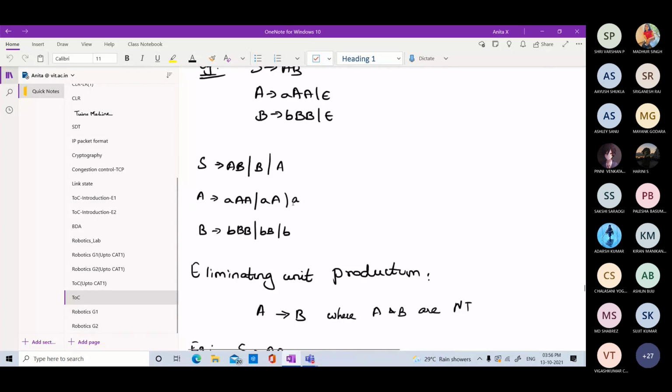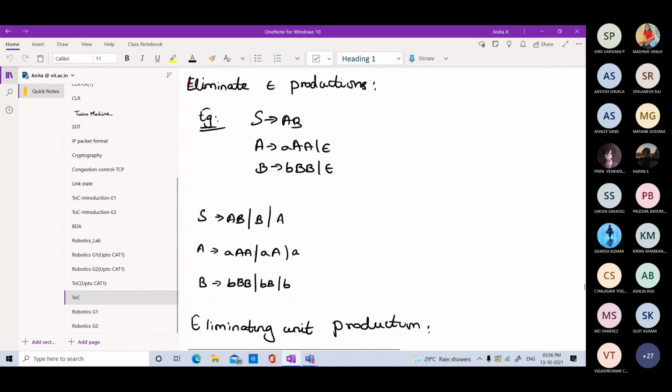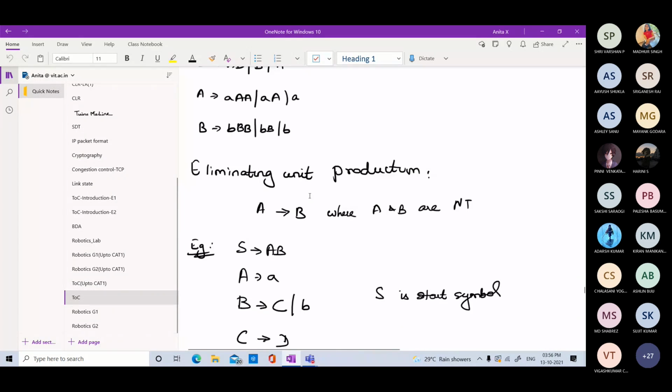Similarly, if we talk of this production, A is null. So this original production I should retain, and then here you can see, if this A is epsilon, I'll be having A. If this A is epsilon, I'll be having A. And if both A's are epsilon, I'll be having A. Likewise, it goes on. So this is how we'll be eliminating the epsilon production. Next comes unit production. What is unit production? A production of the form A derives B, where A and B are non-terminals. Only one non-terminal.